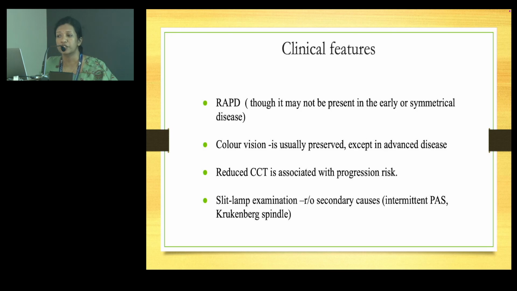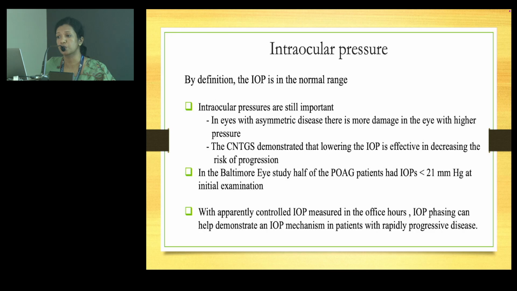Coming to clinical features, you can get a relative afferent pupillary defect, though it may not be present in the early or asymmetrical diseases. Color vision is usually preserved except in advanced disease. Reduced central corneal thickness is associated with progression risk. Do a proper slit lamp examination to rule out the secondary causes, like you can find intermittent peripheral anterior synechiae in cases of previous history of uveitis. You can find Krukenberg spindle or Sampaolesi's line. Thus, you can come to a diagnosis of pigment dispersion syndrome.